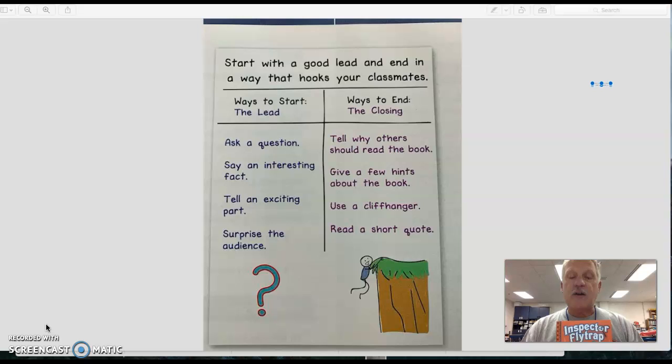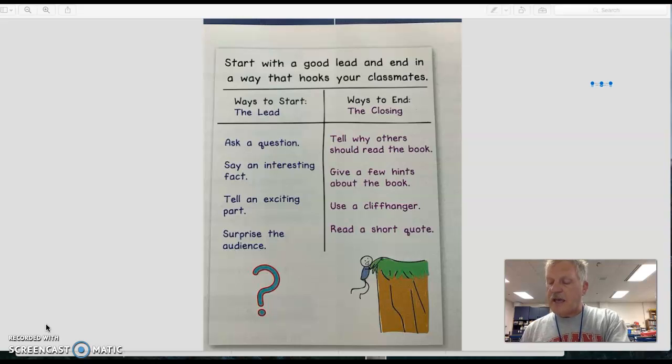Use a cliffhanger. Give them an exciting part that draws them in, and then they have to read it to find out what happens. Or read a short quote, a funny quote, a good part of the book that you like. Mark it as you're reading it to put in your book talk if you're going to use that book as a book talk, and then read straight from the book the short quote that would get the classmates excited or feeling like they want to read this book.